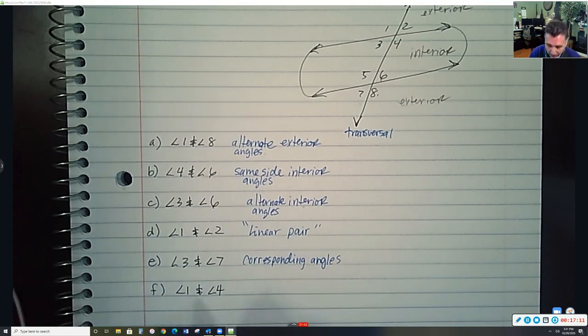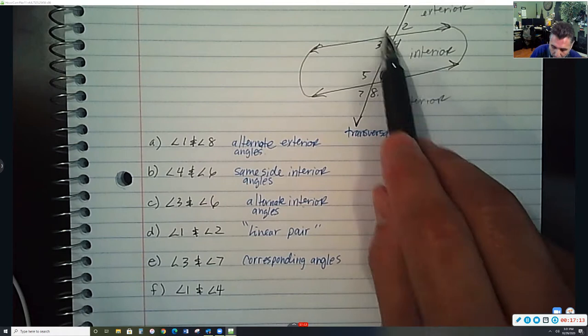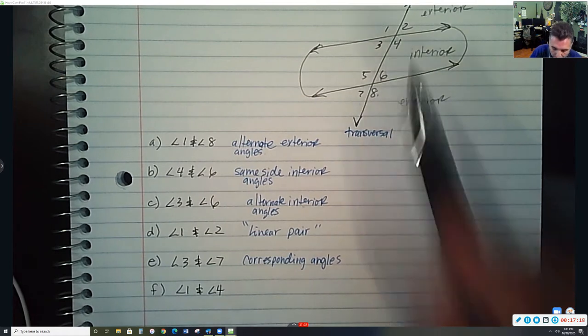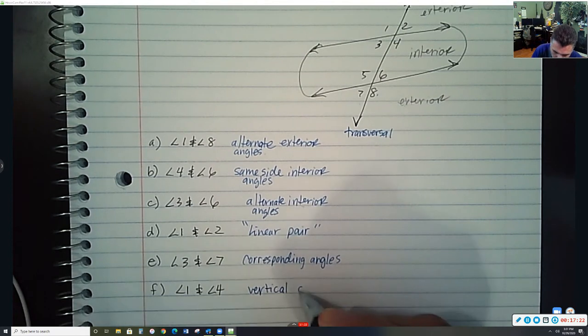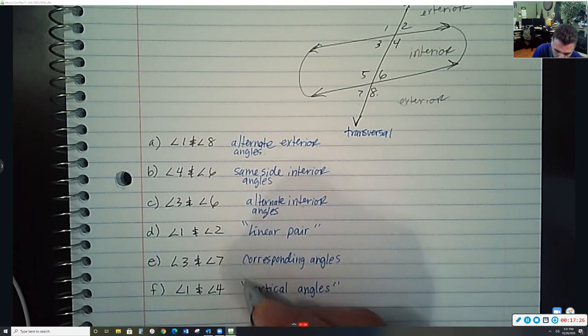And then 1 and 4. Again, don't forget about 1 and 4. 1 and 4 are vertical. That's our old school vertical angles. Old school. It was like from 2 weeks ago. This one's an older one.